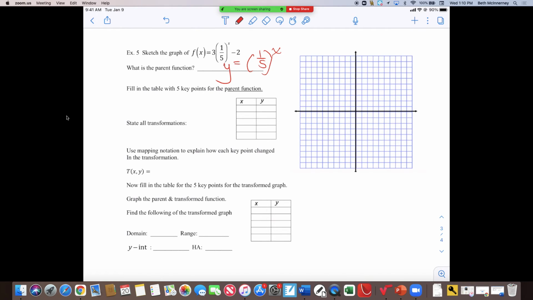Let me do a little bit here to make sure you don't go too far doing the wrong thing. Now, are you okay? 1/5 when you square it is 1/25. 1/5 to the negative 1 flips it to 5. My transformations are a vertical stretch of 3 and down 2. So that's going to be x comma 3y minus 2.